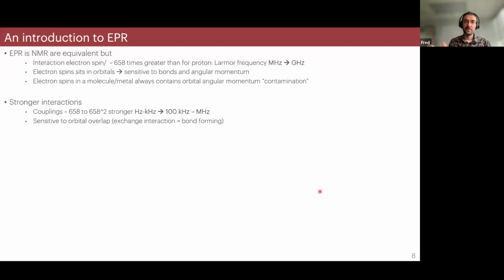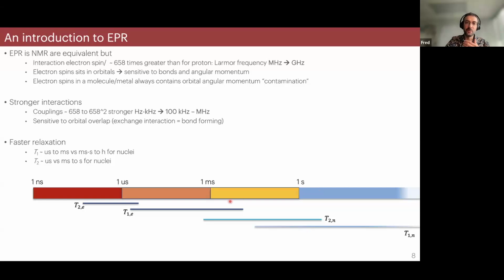And as said, the electron spins are sensitive to orbital overlap. And one interaction, for instance, is the exchange interaction, which is a nascent bond. And finally, stronger interactions also mean faster relaxation in general. So this is a scale where you have the electron T2s and the electron T1s as compared to the nuclear T2s and nuclear T1s. You can see those are almost two different worlds.